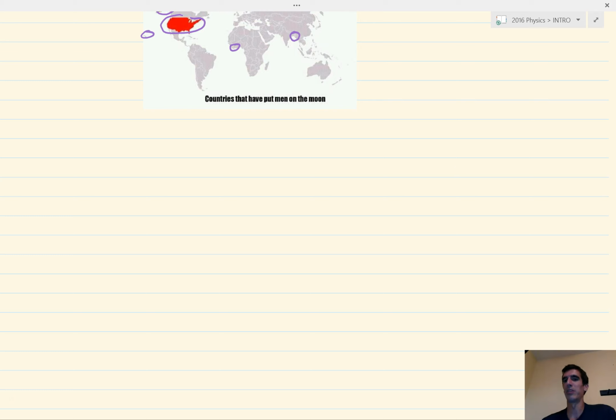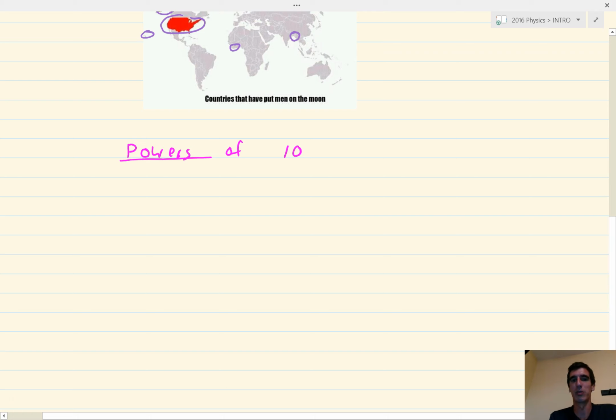Now, scientists are pretty lazy when they're dealing with numbers. The first thing that we're going to look at are the powers of 10. And that helps us when we're writing really, really large numbers or really, really small numbers. So powers of 10 include numbers that are continuously being multiplied or divided by 10. So 10, 100, 1,000, 10,000, and so forth.